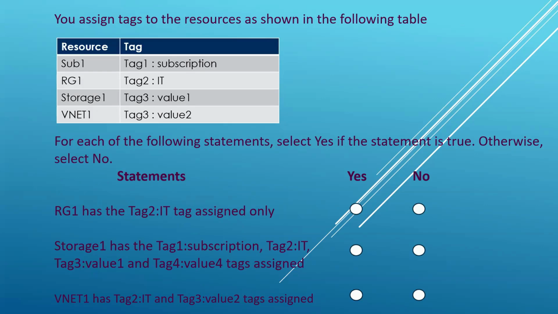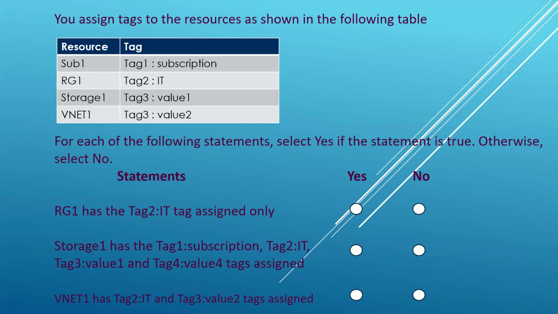You have different resources and tags in the table. Sub1 has a tag tag1: subscription. RG1 has a tag called tag2: IT. Storage1 has a tag called tag3: value 1. VNet1 has a tag called tag3: value 2.